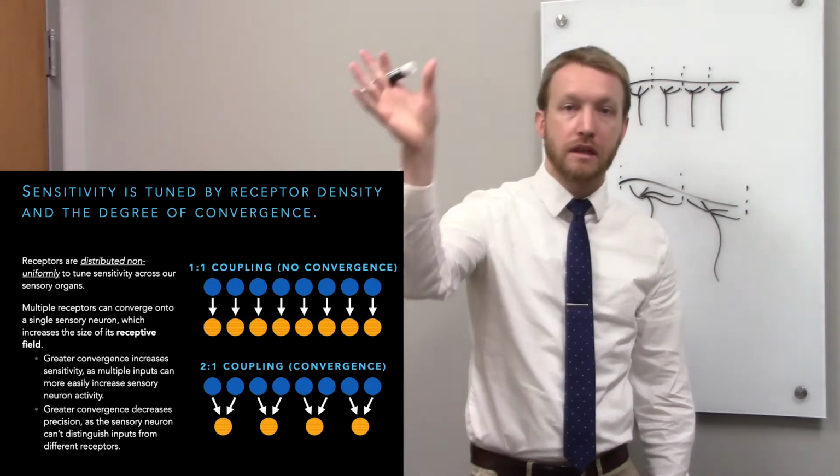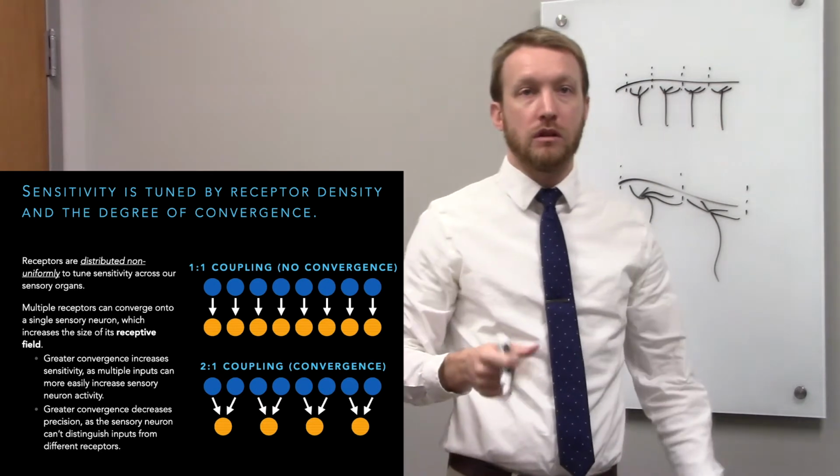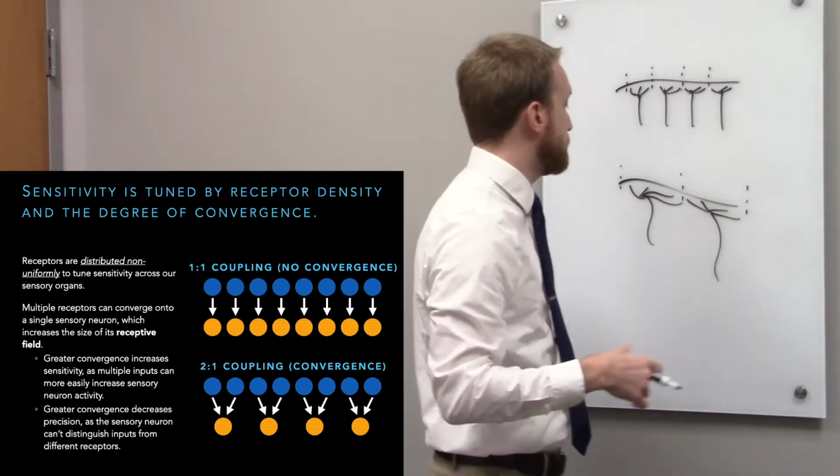So the receptive field is just the part of the world that some sensory afferent relates to. And that world could be the exterior world or your body. We're all a part of the world too.